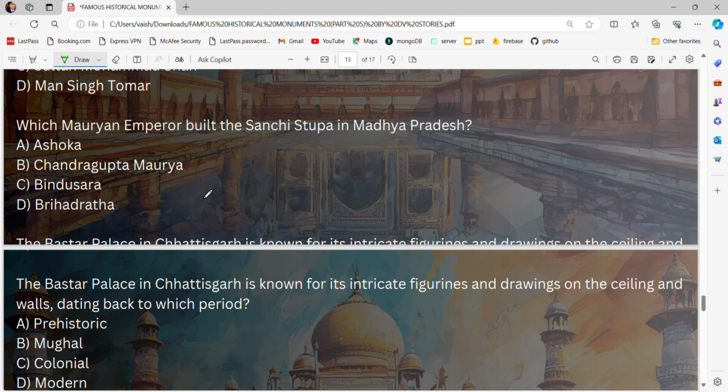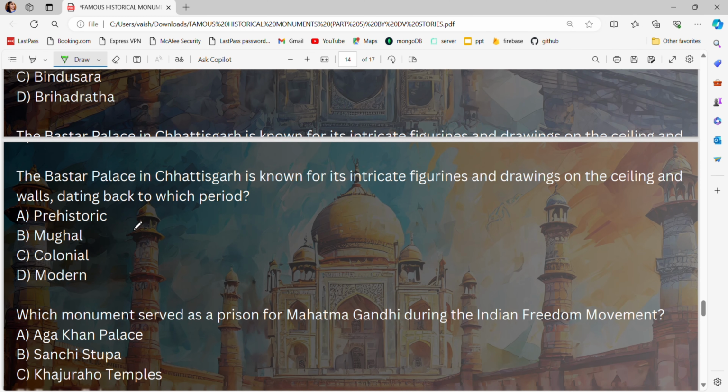And next, which Mauryan emperor built the Sanchi Stupa in Madhya Pradesh? And the options are Ashoka, Chandragupta Maurya, Bindusara, Brihadratha. Here the answer is Ashoka.